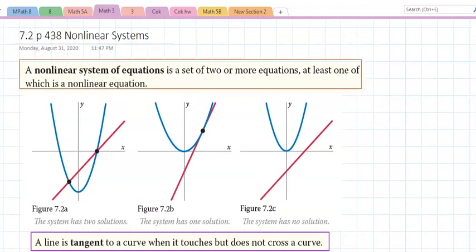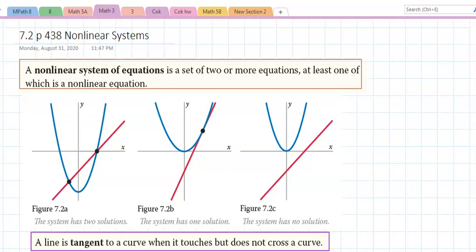Alright, section 7.2. Chapter 7 talks about systems of equations. And what's a system of equations? It's a system that consists of more than one equation. So a system of equations has multiple equations. We are used to linear equations, which means a system of straight lines, multiple straight lines. Nonlinear means some of those are not straight lines.